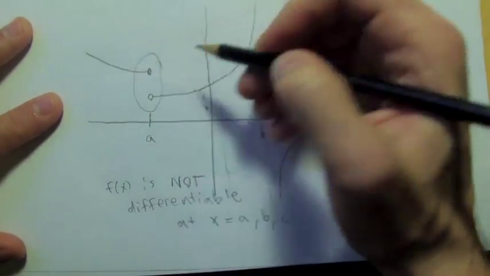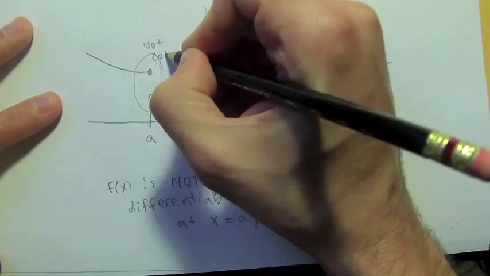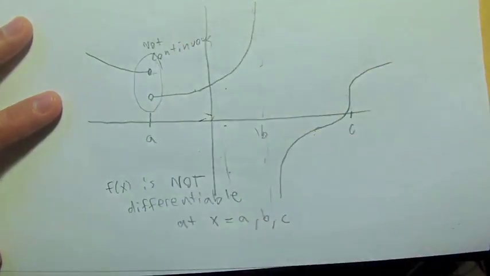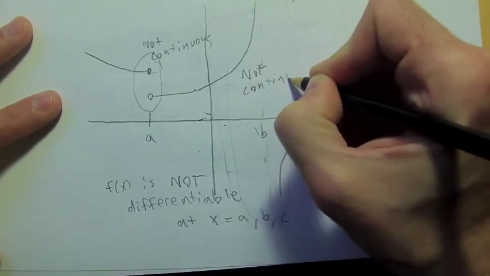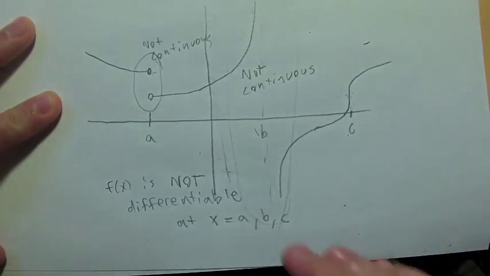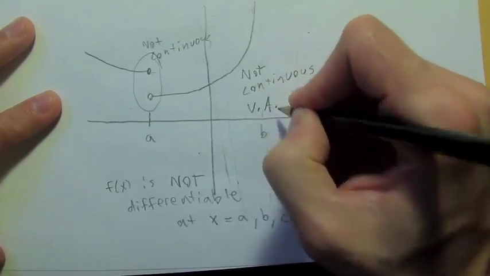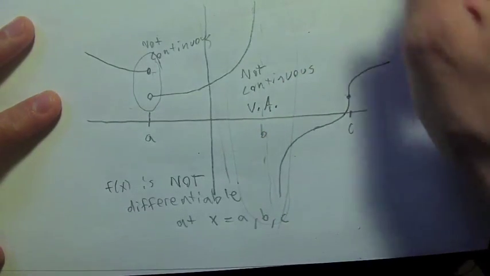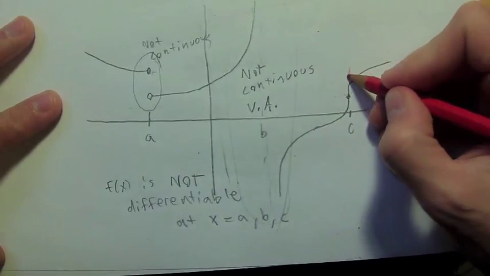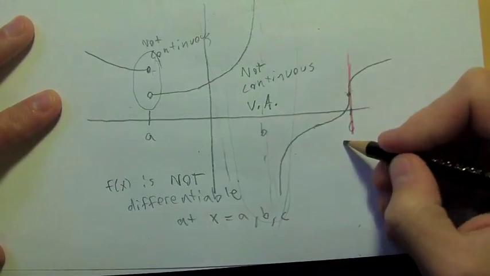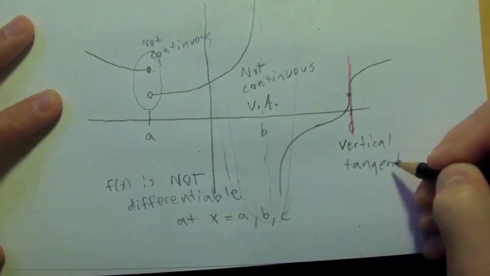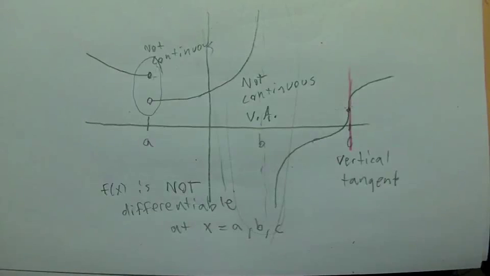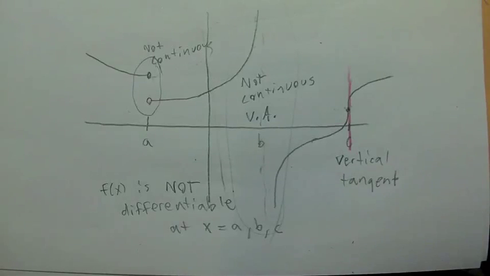Why? Well, not continuous. We have a jump discontinuity. Here, not continuous. That's an asymptote. And here, this is a vertical tangent line. Okay. So those are the analytical ways to find where a function is not differentiable. You basically just check the limit to see if it exists.